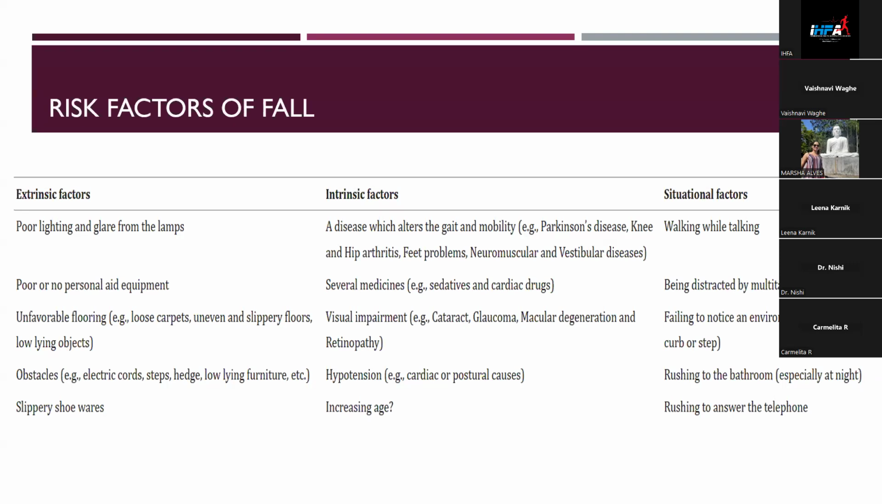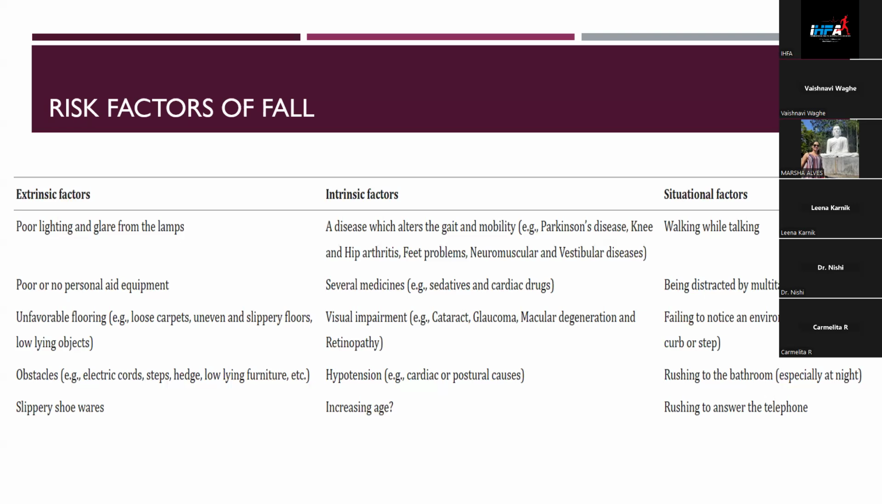So, the major concerns for extrinsic factors are poor lighting or glare from a lamp, poor or no personal equipment or assistive devices, unfavorable floorings, which are uneven floorings, slippery floorings, loose carpets, or some objects lying in the middle, obstacles like electrical cords, steppers, thresholds, low-lying furniture, or slippery footwear. Okay. So these are the most common extrinsic factors that can lead to fall.